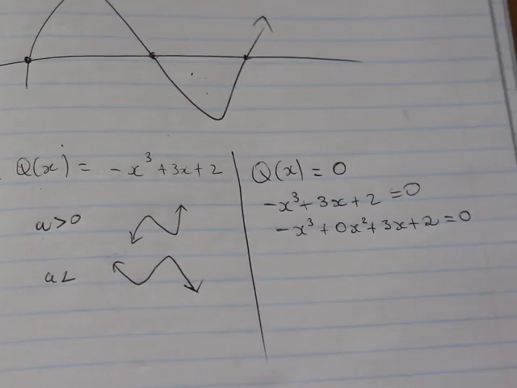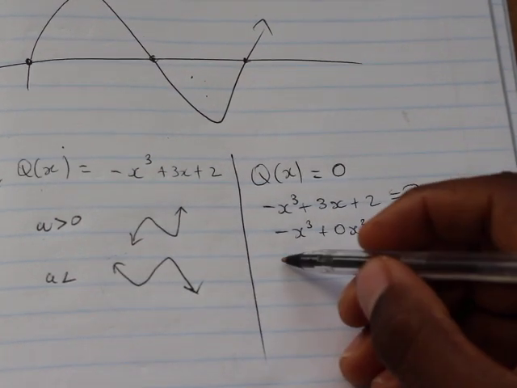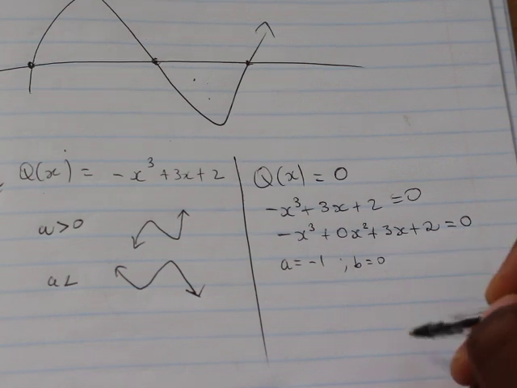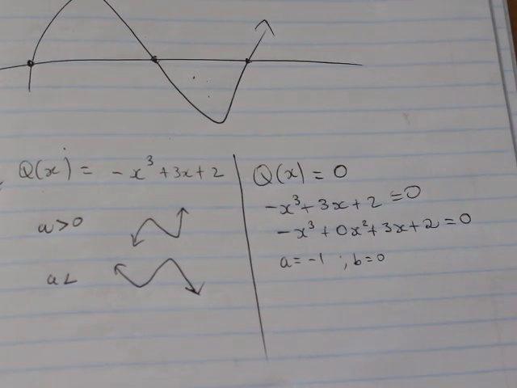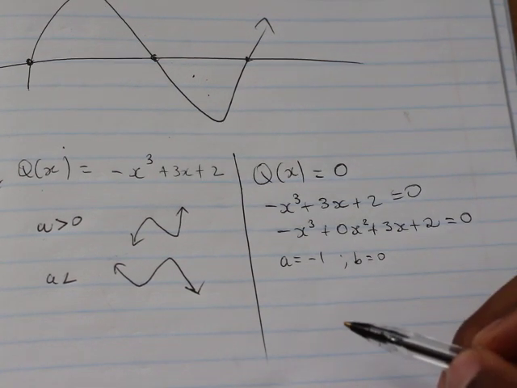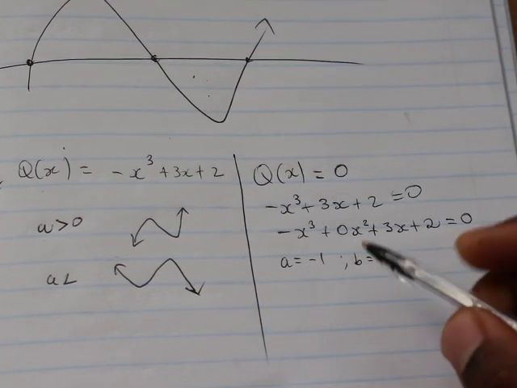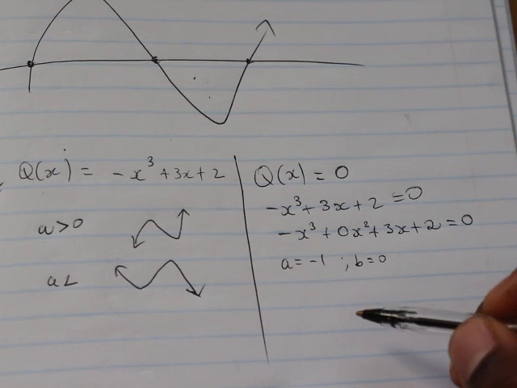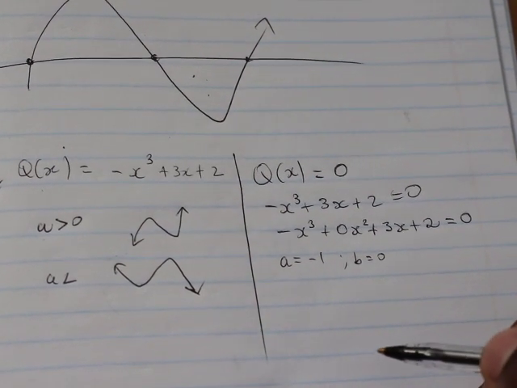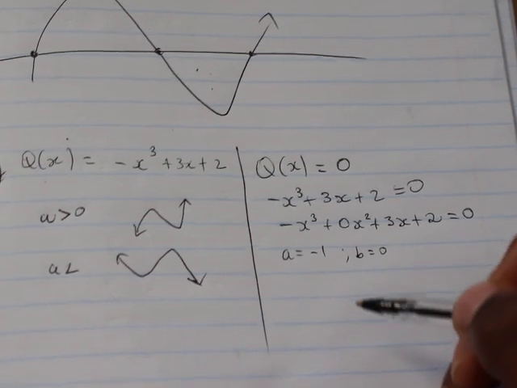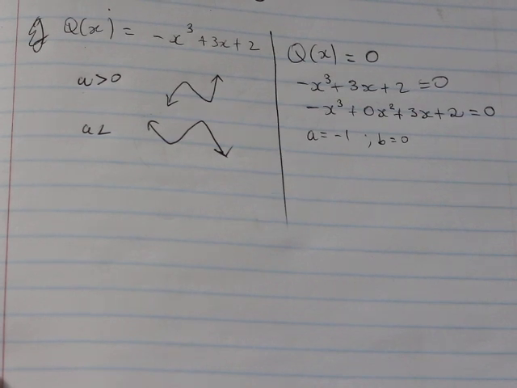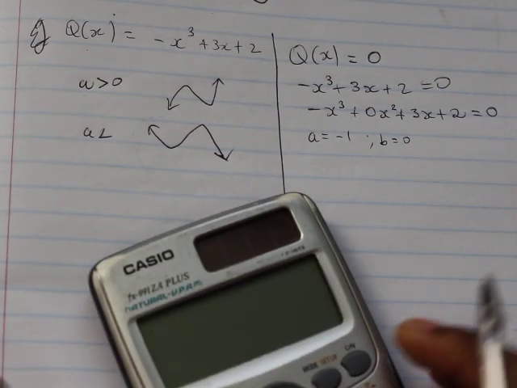So you can immediately see that a is equal to -1, b is equal to 0. I don't care about the c and the d, so I'm not going to pay much attention to that. But obviously we need the root now, meaning that we need to do some guesswork and see if we can find the root. So let the games begin.